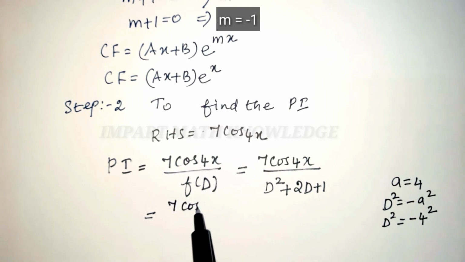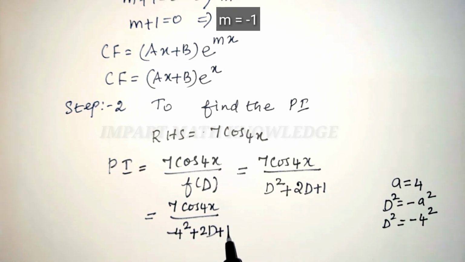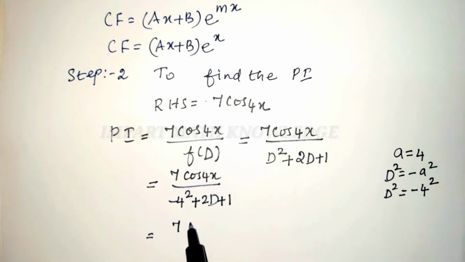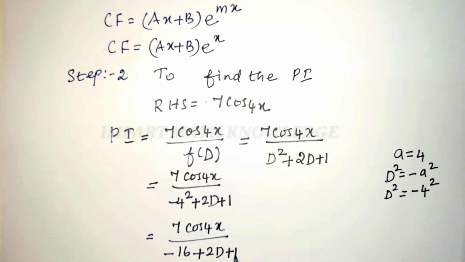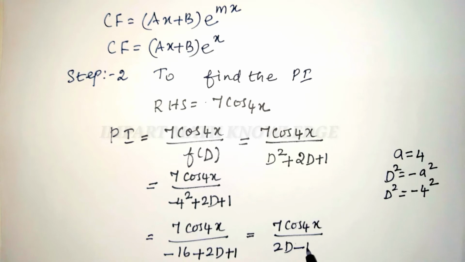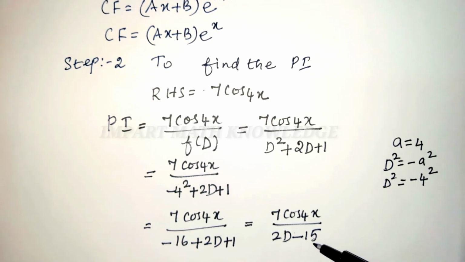7 cos 4x by minus 4 square plus 2D plus 1. 7 cos 4x by minus 16 plus 2D plus 1. That is 7 cos 4x by 2D minus 15. Now taking the conjugate of the denominator, the conjugate is 2D plus 15.